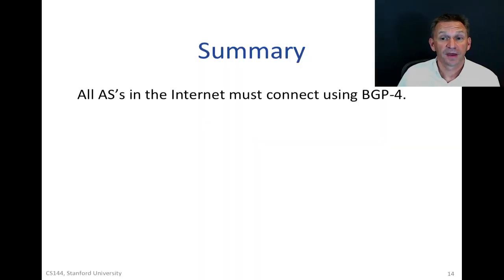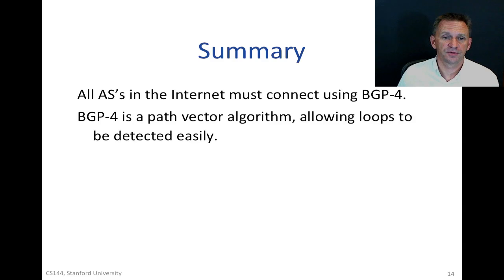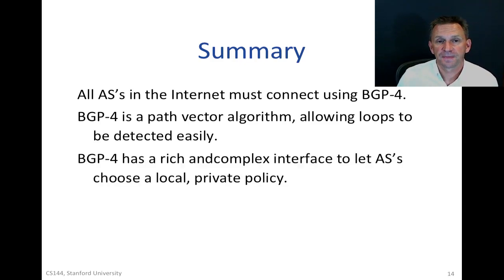So in summary, all autonomous systems in the internet must connect using BGP4. That's the exterior protocol that they must use to talk to their peers or to their neighbors, the routers at their neighboring autonomous system. BGP4 is a path vector algorithm. That means a list of the autonomous systems is sent along with every advertised prefix. And this allows loops to be detected very easily and for a router to examine that path and choose whether it wants to use it or not, depending on its policies.